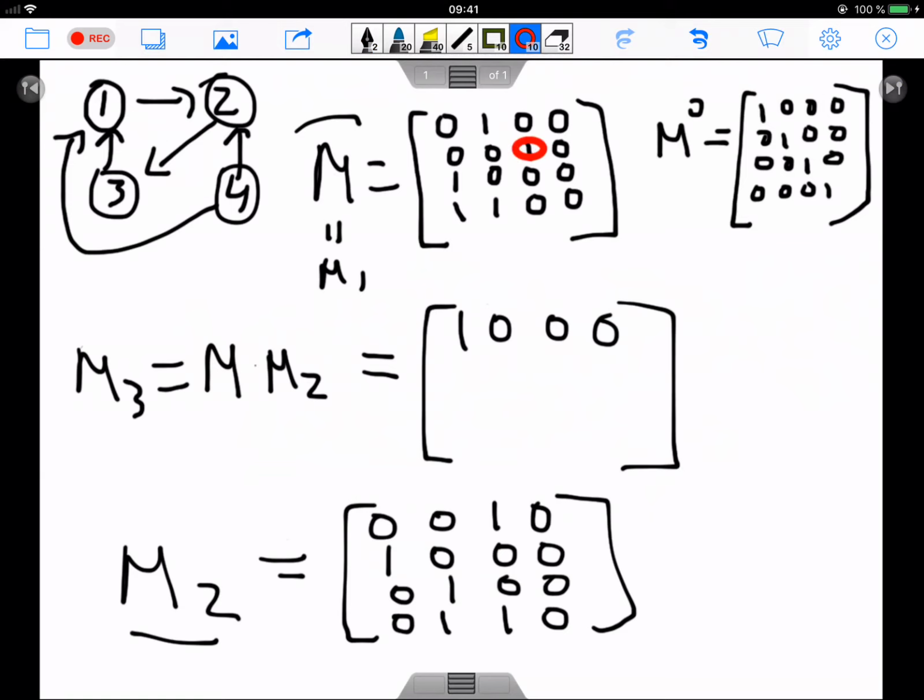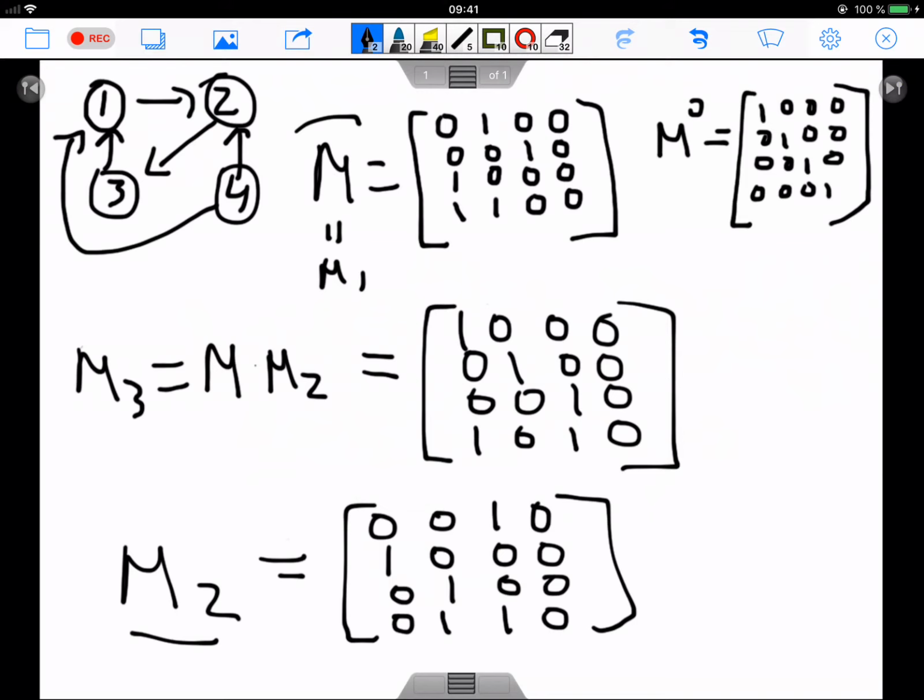For the second row, we have a 1 here in the third position, so we are going to select this third row here. So this is going to be 0, 1, 0, 0. And for the third row, we have a 1 in the first position, so we select the first row of matrix M2, so 0, 0, 1, 0. And for the fourth row, we have two 1s in positions 1 and 2, so we need to add rows 1 and 2 of matrix M2. Okay, so this is the third matrix.